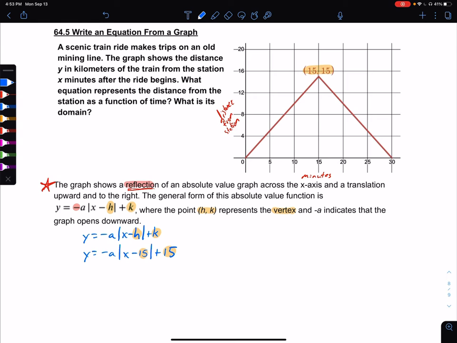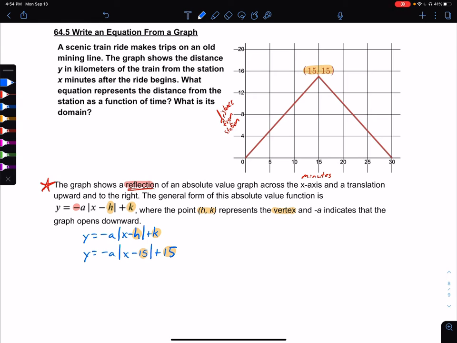Now, I still need to figure out y, negative a, and x, and what I'm looking to solve for is a. So what I'm allowed to do is pick any point along my graph, and I can plug those values in for x and y, right? Because we're given x, y coordinates. Probably the easiest one is the point 0, 0.